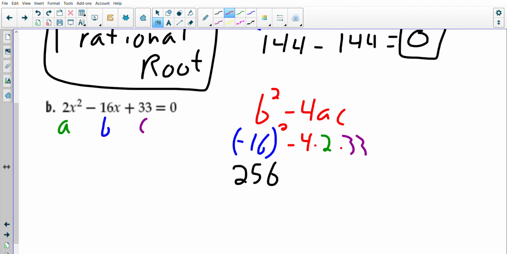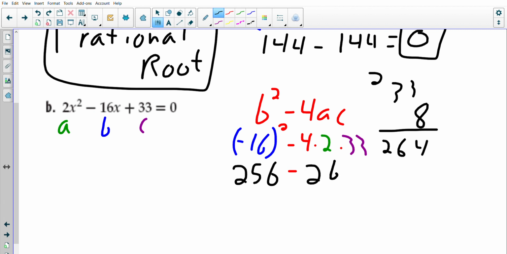And then minus, a little scratch work here. 2 times 4 is 8, and you multiply by 33. 3 times 8 is 24, carry the 2, and again, 24 plus 2 is 26, so 264. And then we subtract, so we get a negative 8. So our value of the discriminant is negative 8.